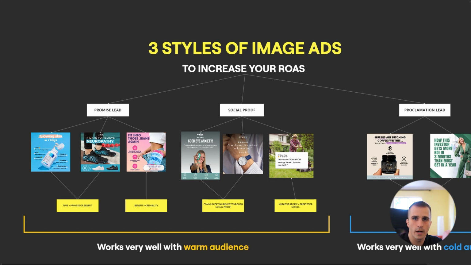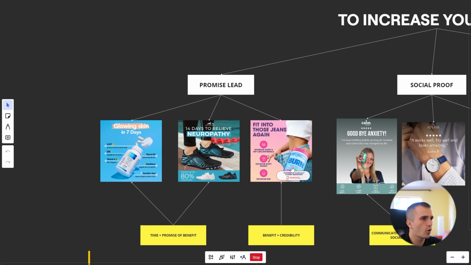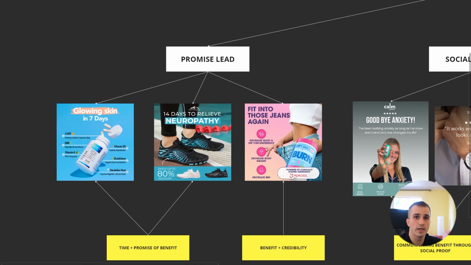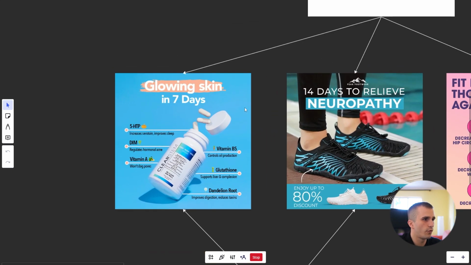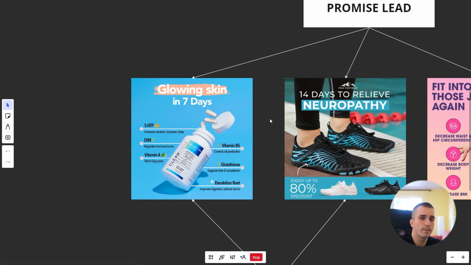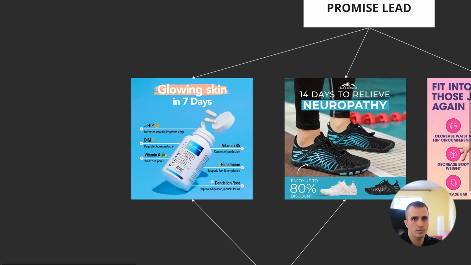So without further ado, let's get straight to it. The first type of ad that we're going to cover is called the Promise Lead. What's really specific about this ad is that, as you can see in the first example where these guys are selling some product for better skin, they have the promise in the ad. So you have to understand what's the benefit that your product provides to your customers, and the best way to do that is to just listen to them, how it helped them with their life.